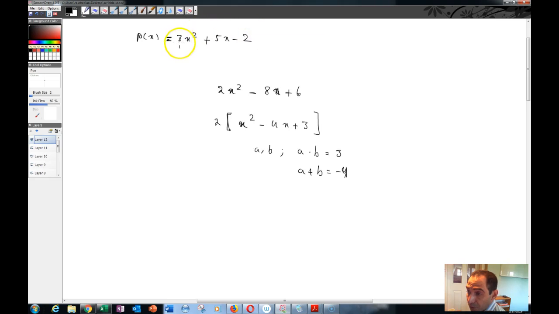But over here, if I want to take the 3 out, you see that 5 is not divisible by 3, or 2 is not divisible by 3, so I would get a 5/3 x and negative 2/3. But let's see how we can factorize this polynomial here.